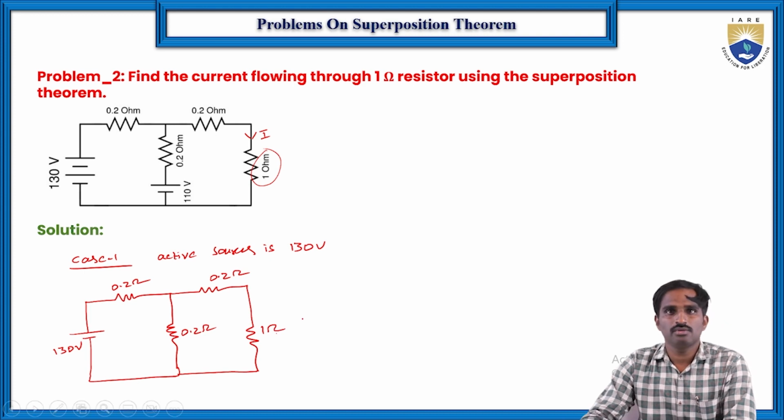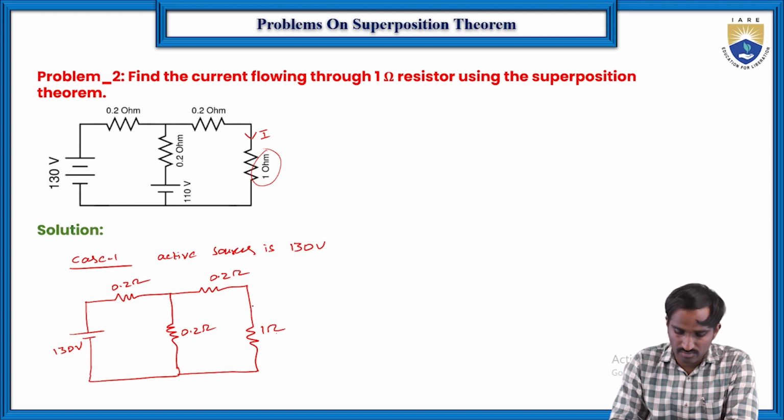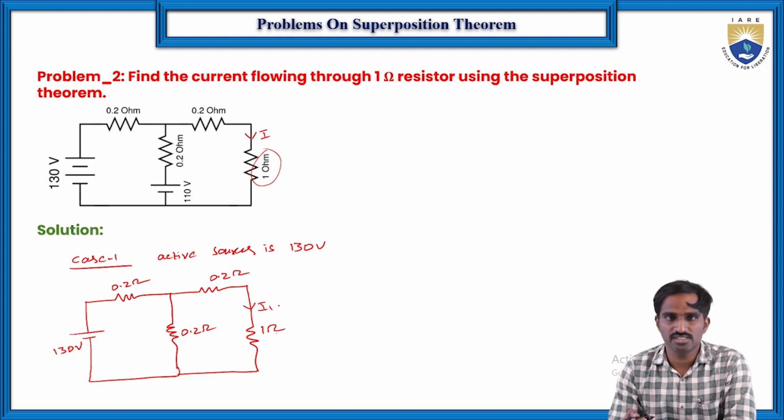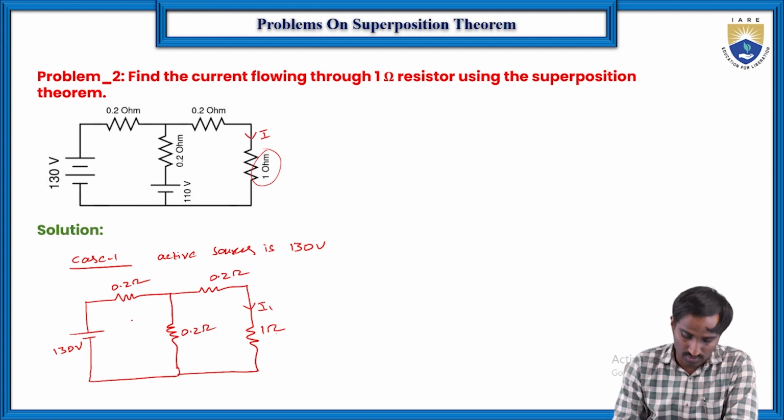Here also we can find it the same way, but just to understand the various ways, let us consider I1 again, to understand the various basic network reduction rules to apply. Here I am applying loop analysis. So let us consider this as I dash.